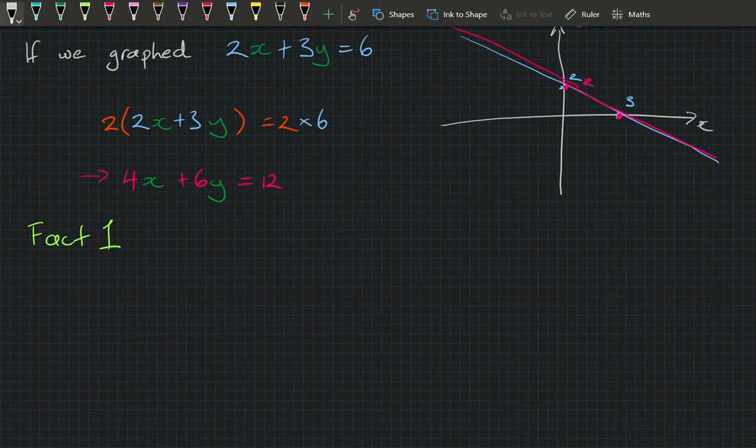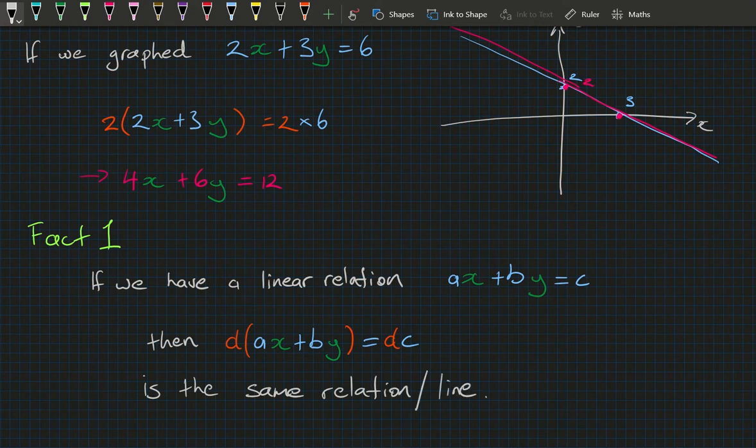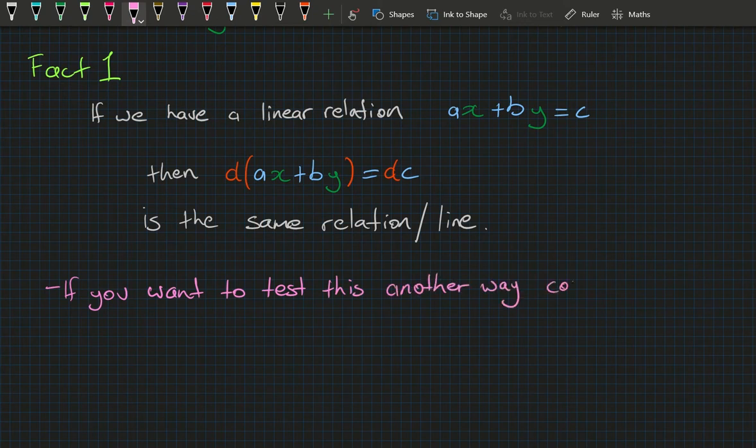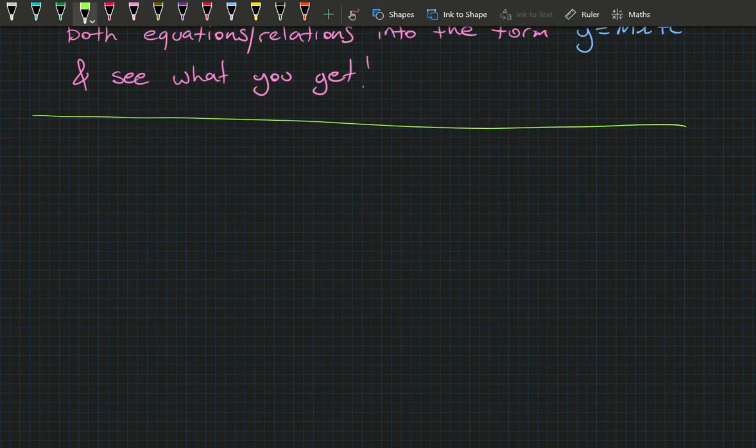Fact 1. If we have a linear relation, ax plus by is equal to c, if I multiply both sides of the equation by the same number, then I essentially still have the same relation. If you're the sort of person that needs more than a teacher saying, trust me, why don't you write out both of these equations above, then convert both into a relation of the form y equals mx plus c, and see if you can now trust this fact. Okay, let's move on to the next key idea.